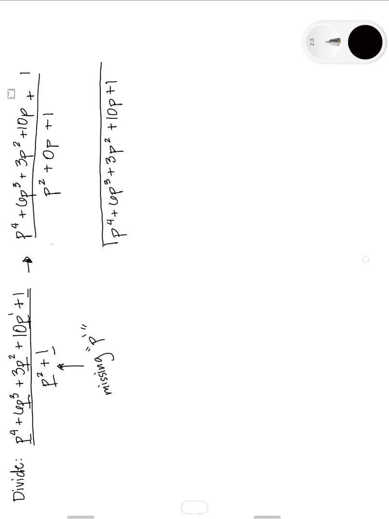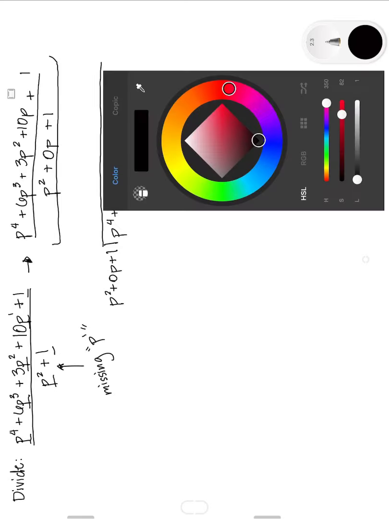Also, you don't have to do that second step that I did, which was to rewrite everything in the fraction. As long as you add the zeros wherever they need to be added in the long division, then you're good, which is what I'm going to be looking at. And then p squared plus 0p plus 1. Okay?